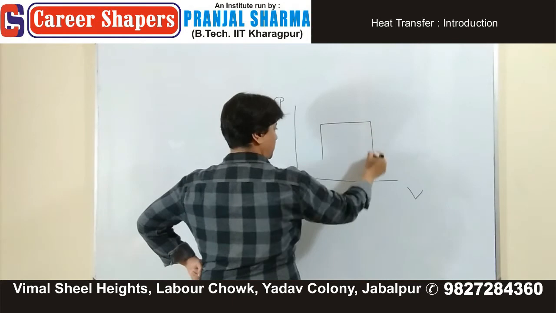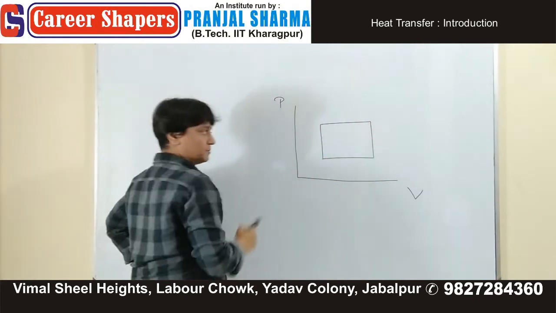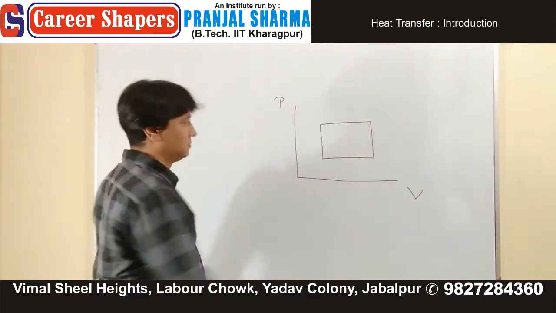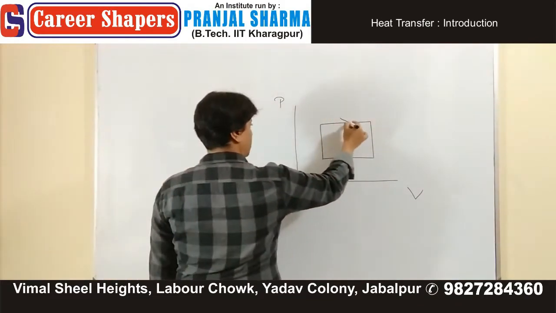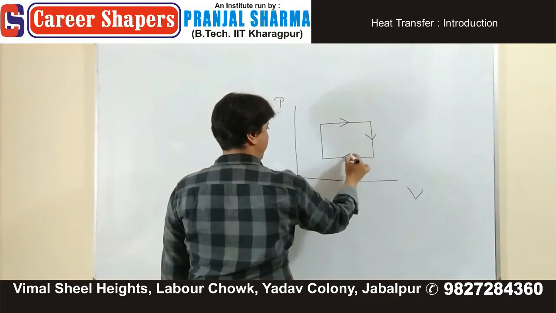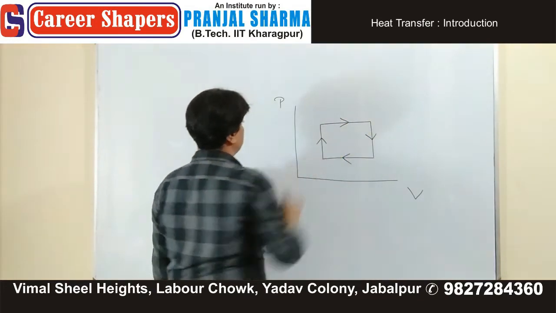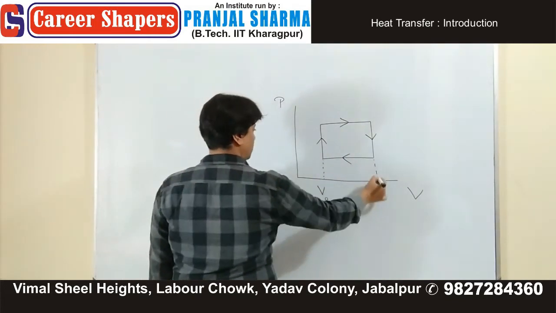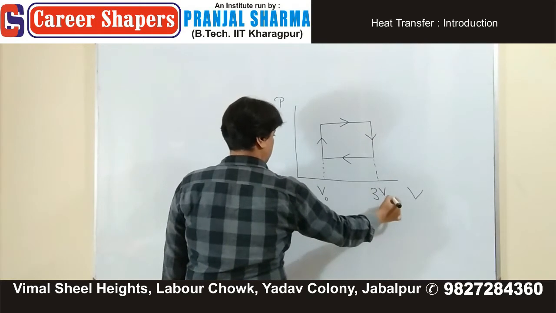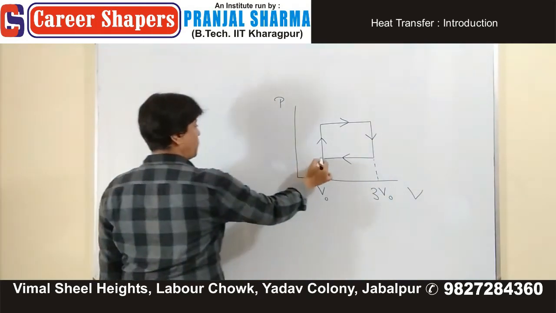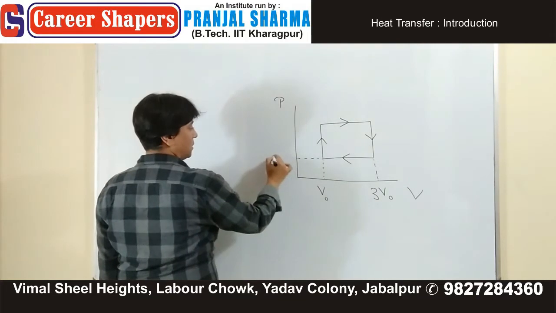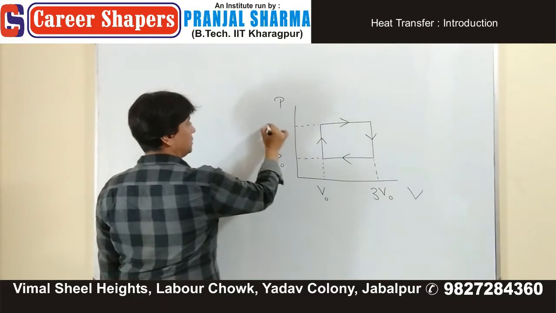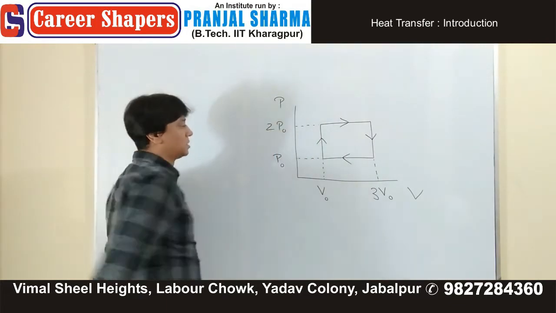We have a cyclic process in this form. It's not the Carnot cycle. This is V naught, 3 V naught, P naught, 2 P naught.